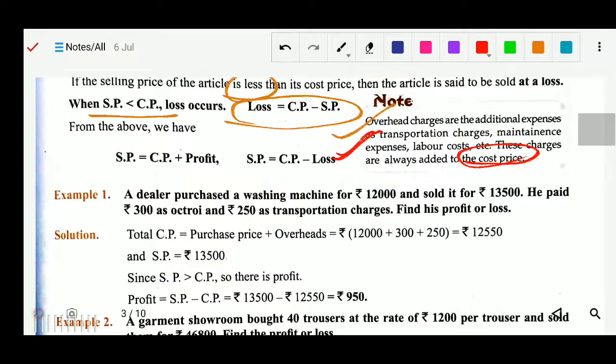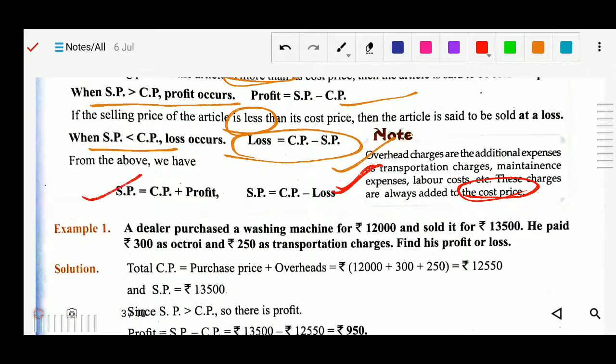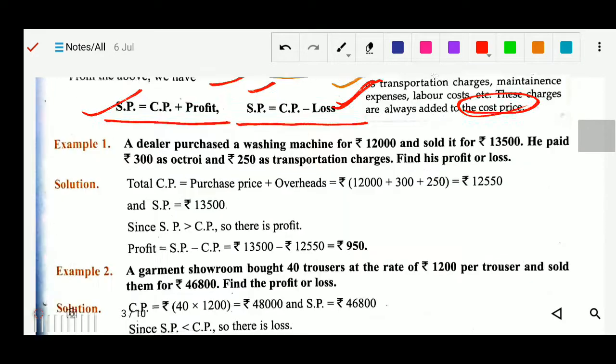So the formula is again: selling price equals cost price plus profit. And if there is a loss, then selling price equals cost price minus loss. So these formulas come from this profit and loss: profit equals selling price minus cost price, but when it is a loss, loss equals cost price minus selling price. So based on this we will solve some questions.